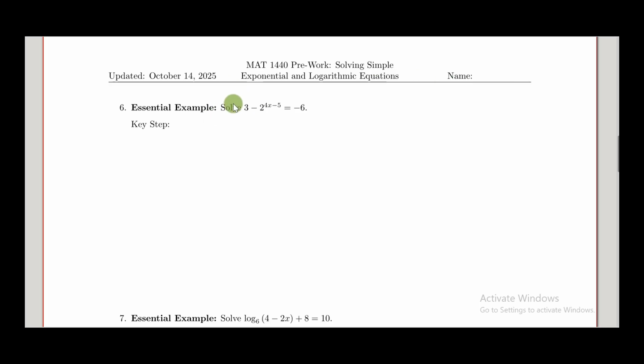So here I've got this exponential equation, and the key step is, look, we've got this variable x that's trapped inside the power of this exponential statement. So the key step is to isolate the exponent, and then to rewrite it as a logarithm. Rewrite as a logarithmic equation. Let's see how that key step helps us out. So we've got 3 minus 2 to the power of 4x minus 5 is equal to 6, and I'm trying to solve this equation for the variable x.